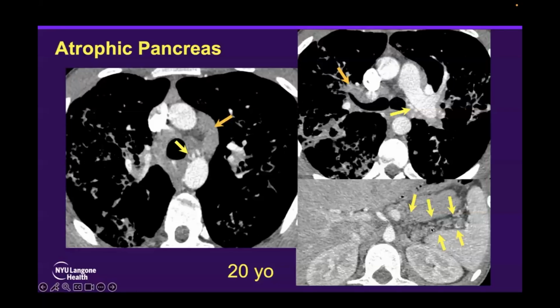Other clues in terms of cystic fibrosis include an atrophic, fatty replaced pancreas. And there is adenopathy related to the chronic inflammatory state. And notice the prominent bronchial arteries arising from the proximal descending thoracic aorta. And this is due to the chronic inflammation that recruits these vessels.